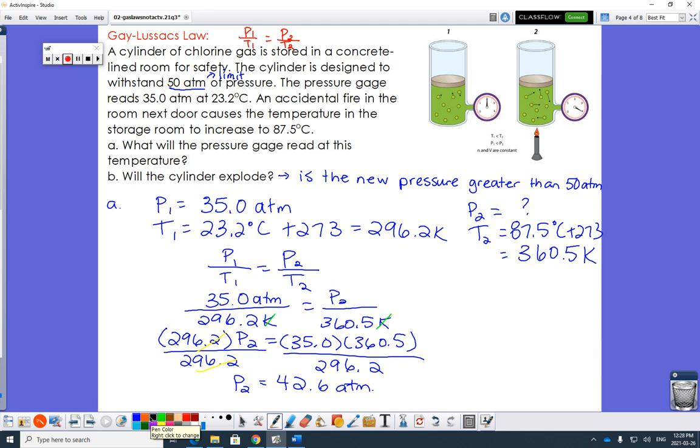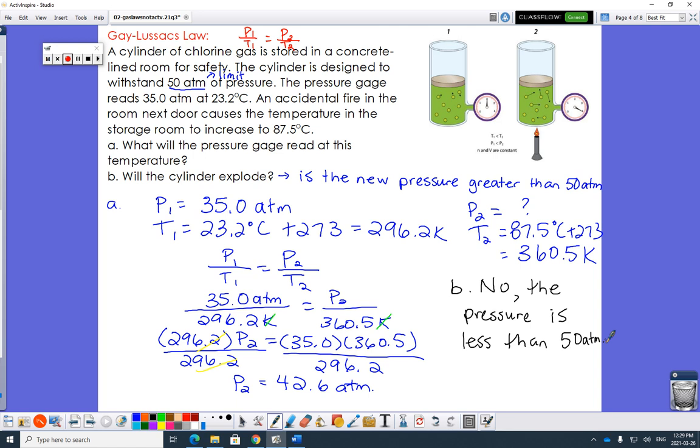So you get 42.6 atmospheres. Will the cylinder explode? Is it greater than the limit? No. So usually if this was a question, then you wouldn't just want to say no. Usually you have to state, give a support for your answer, a brief reason, okay? No, the pressure is less than 50.